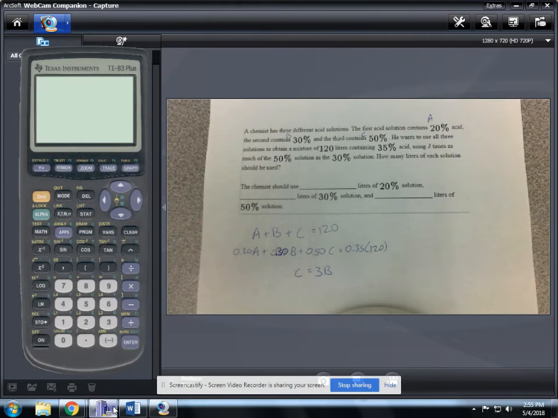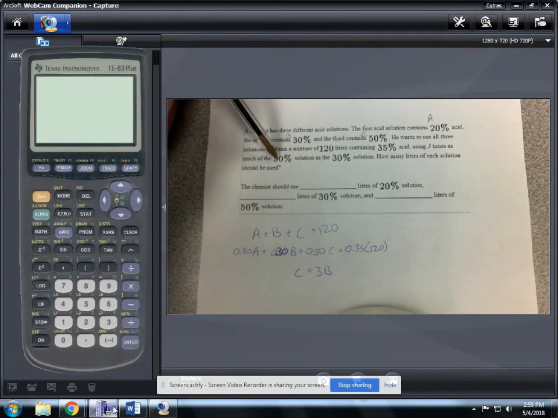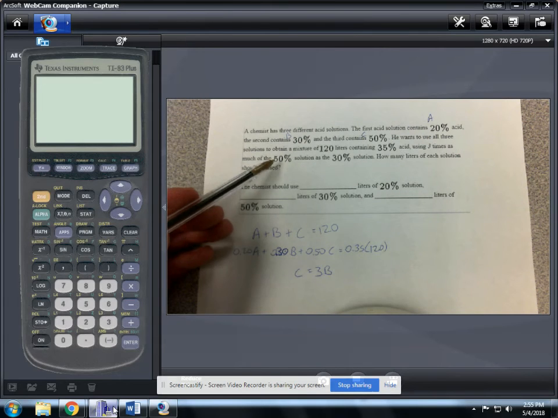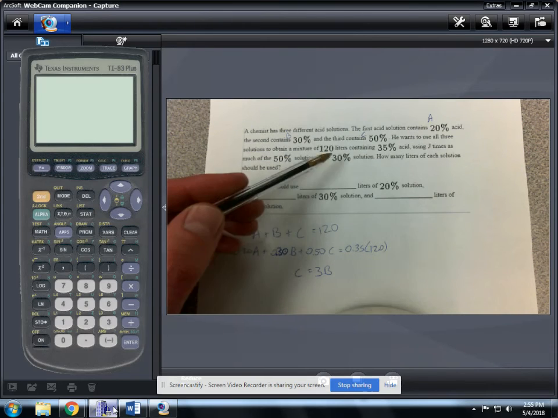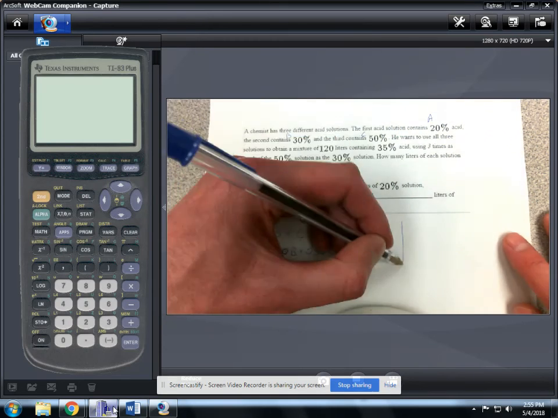So I'm using more of the 50%, which means 3 times whatever I used of this 30% solution will give me the 50% solution. It feels a little bit backwards sometimes with the language, because it almost looks like it says 3 times the 50, which would be 3 times C, but it's saying 3 times as much of this as this one. So we're using more of the 50% than the 30%. Now to put it into a matrix, I'll do that right over here.